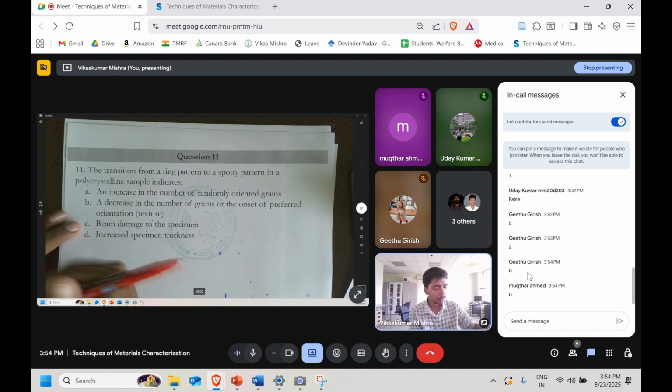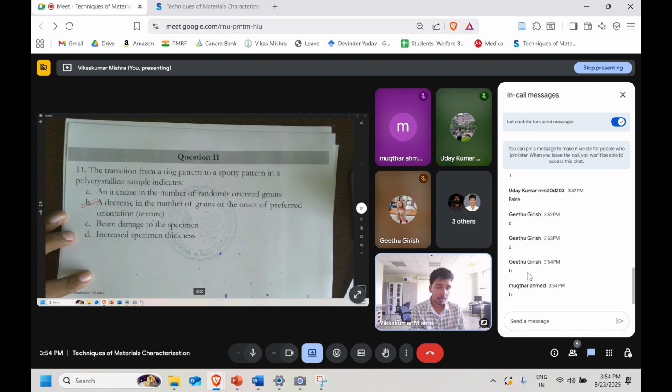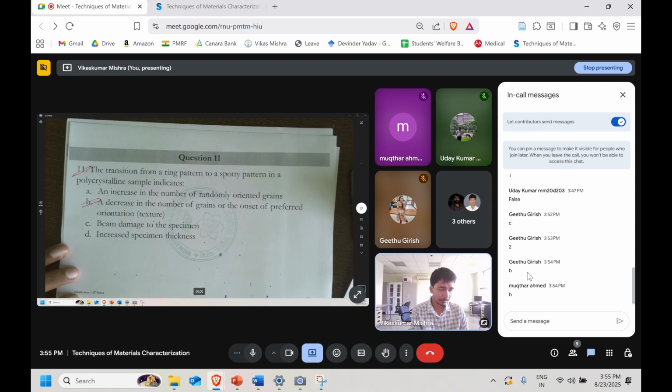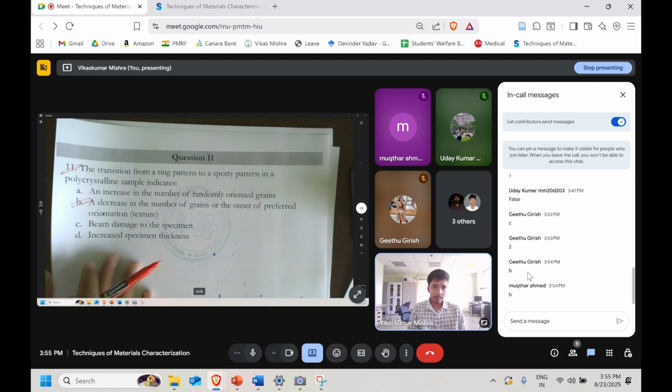Very good, Amal. The right answer is option B. If you keep on increasing the grain size of the specimen, in that case the number of grains is decreasing. So the randomness which was there in the grains is decreasing. So instead of being a ring, they will try to form a diffraction pattern which more or less resembles the single crystal diffraction pattern. Very good. The right answer is option B. Okay.